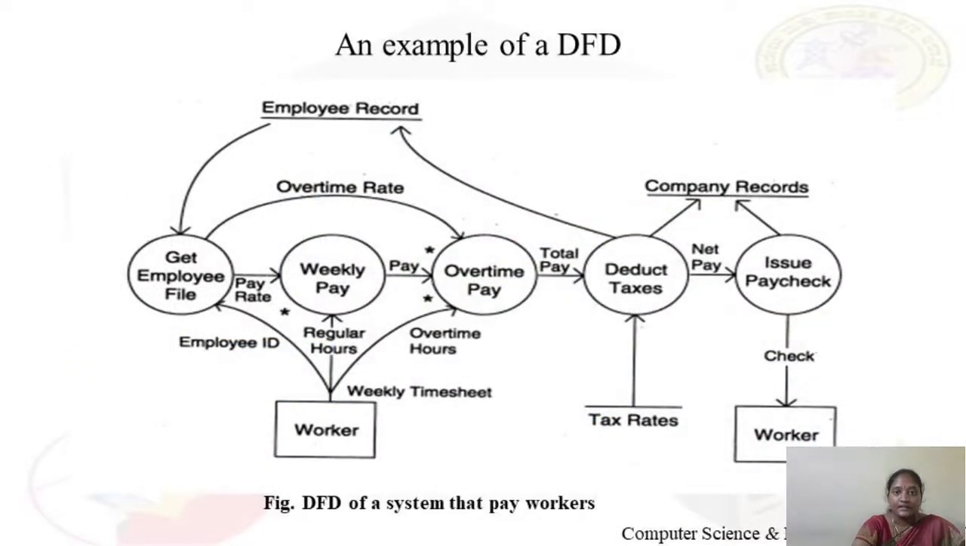This is an example of a DFD which is used to pay the workers in the company. By using the notations of DFD, now you can easily identify which are the processes and source or sink or data flow. Students, now tell me how many processes are there in this DFD?